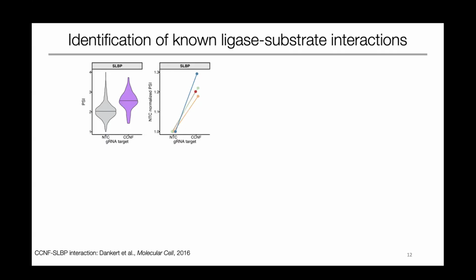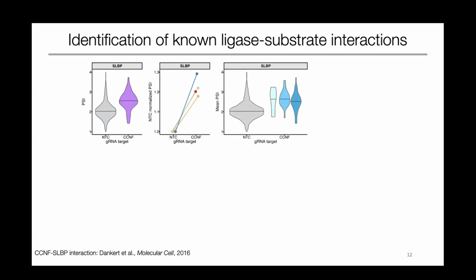This result was replicated over 4 independent transfection and sorting replicates. And importantly, this result wasn't guide RNA specific. So this is showing all the guides that don't target anything, NTCs, versus all the guides that target CCNF, faceted out. And so with all 3 of the independent guides, you see this shift in PSI.